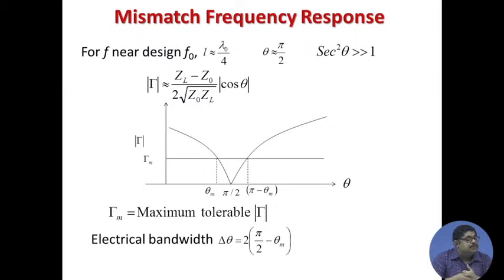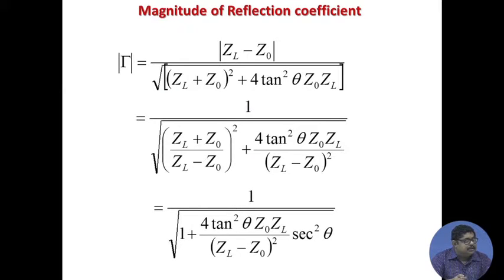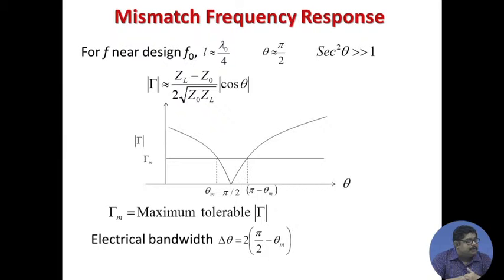That is shown here, the magnitude of the reflection coefficient versus theta. If we plot it, you see the graph is a cosine sort of graph near that point. Obviously, if you are far away, it is not cosine, its exact form is given by the previous exact expression, the bottom one, but near the design frequency it can be roughly this.